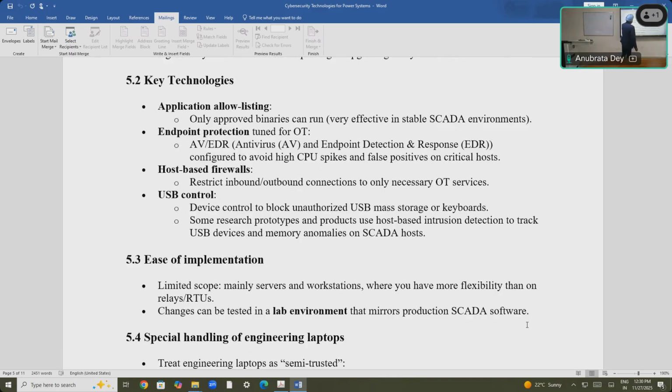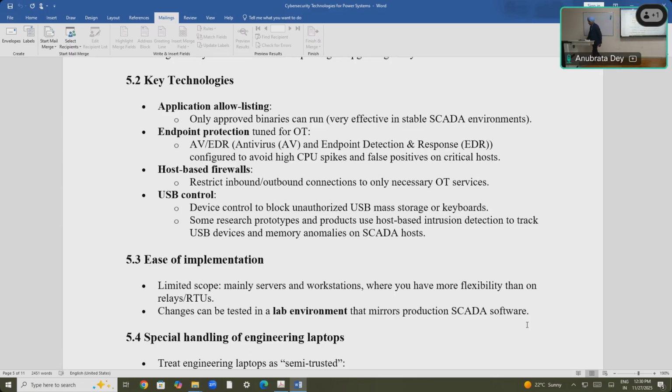And then antivirus and endpoint detection and response. Antivirus you should run. Okay. And then host-based firewalls, inbound, outbound connections. So again, these are easier things to do. Okay. And then USB control, because a lot of viruses come through the USBs, right? So, right. So host-based intrusion detection, there are some prototypes, but we talked about that. That's still not there. You have a network-based intrusion detection, but host-based intrusion detection is not there.